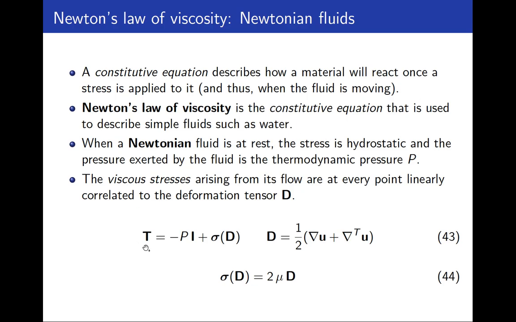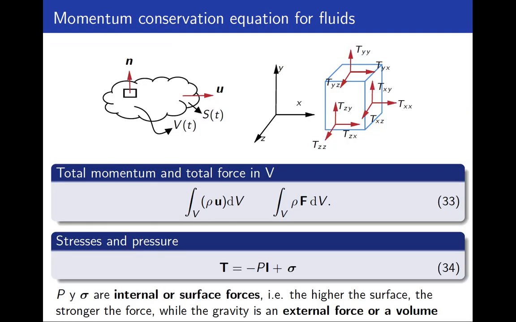So some features of Newtonian fluids is that when a Newtonian fluid is at rest, the stress is hydrostatic, and the pressure exerted by the fluid is the thermodynamic pressure. So this basically means that, for instance, you remember that I said that this tensor, the stress tensor, is associated to the dynamic movement of the fluid. So when the fluid is at rest, this contribution to the total stress is going to be zero.